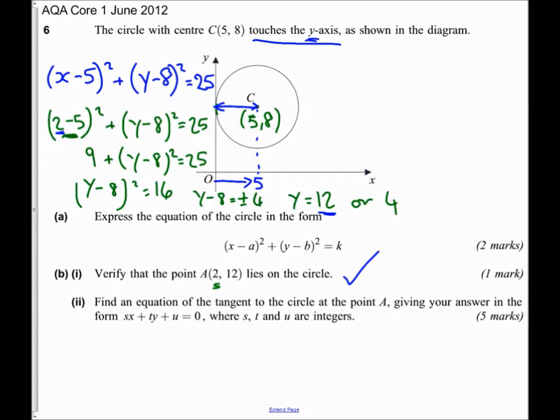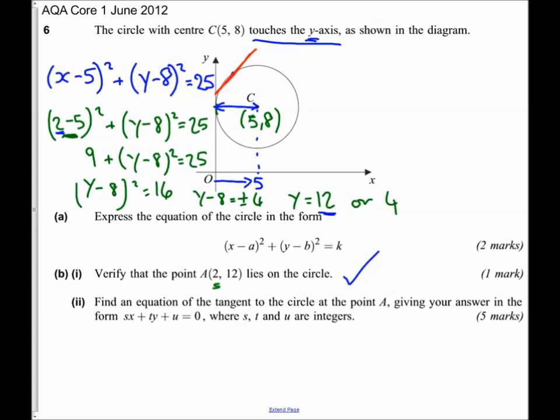Find an equation of the tangent of the circle at the point A. So this is what I'm saying is our normal question. We've got a point A somewhere on our circle at (2, 12), so somewhere around here, and we're asked to find the equation of the tangent to the circle. Now we don't have very much information.